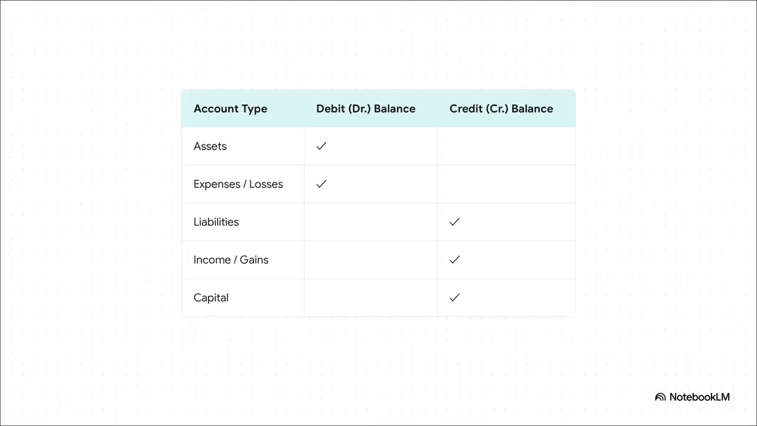Okay, everyone, listen up. This slide right here, this is probably the most important slide for your MCQs. You absolutely have to memorize this golden rule. It's simple. Assets and expenses will always have a debit balance. Always. And on the other side, liabilities, income, and capital will always have a credit balance. If you can lock this rule in your memory, you'll be able to answer so many exam questions correctly.